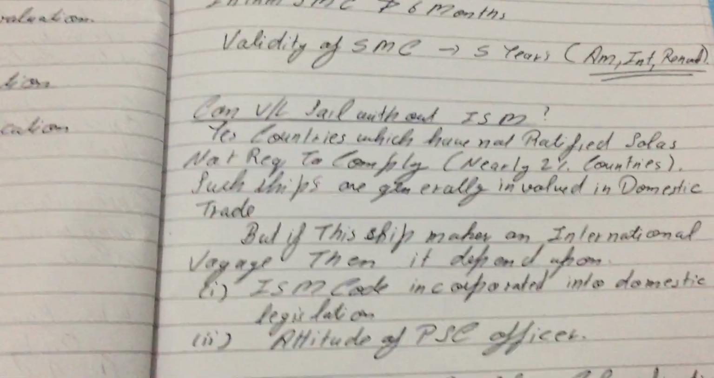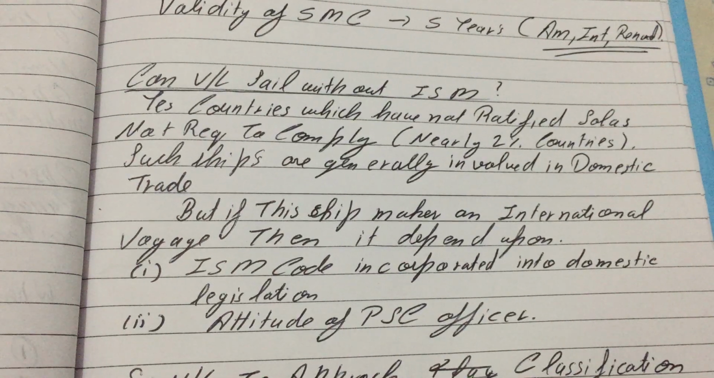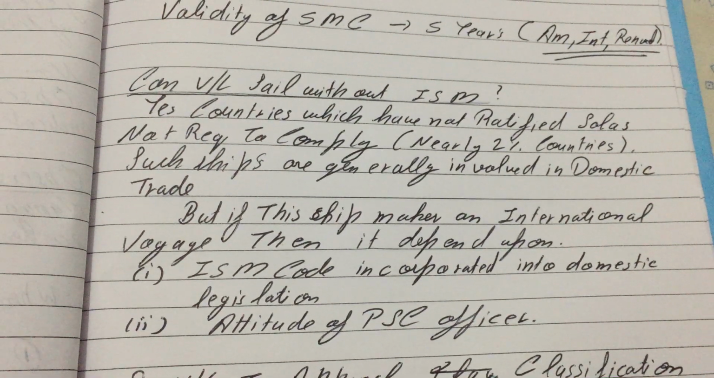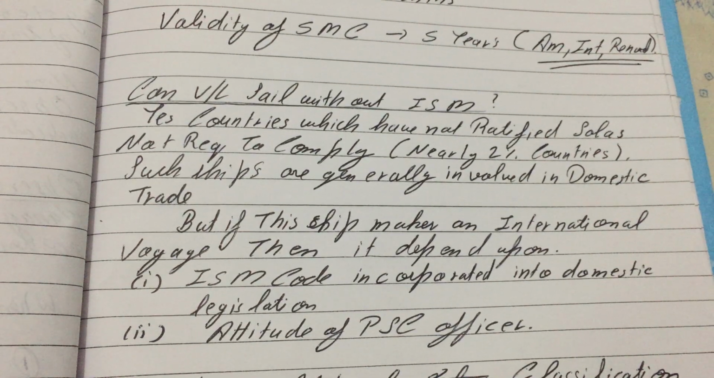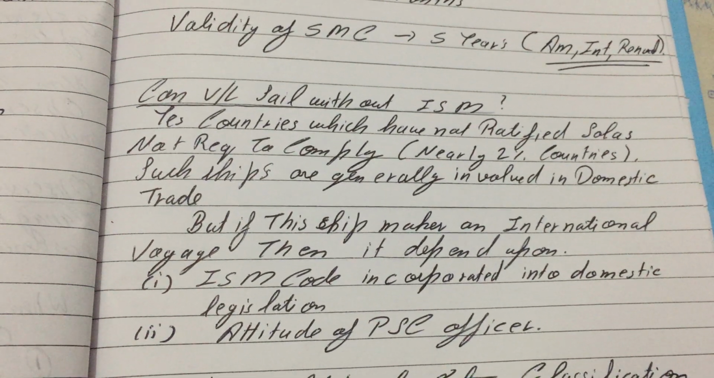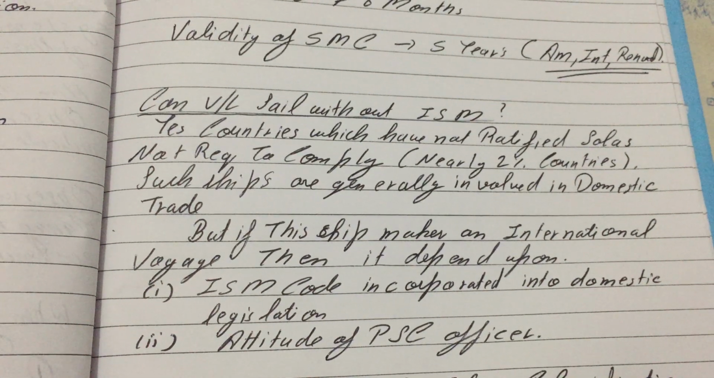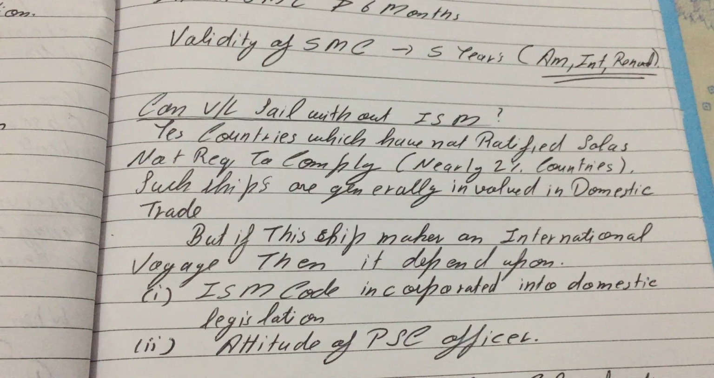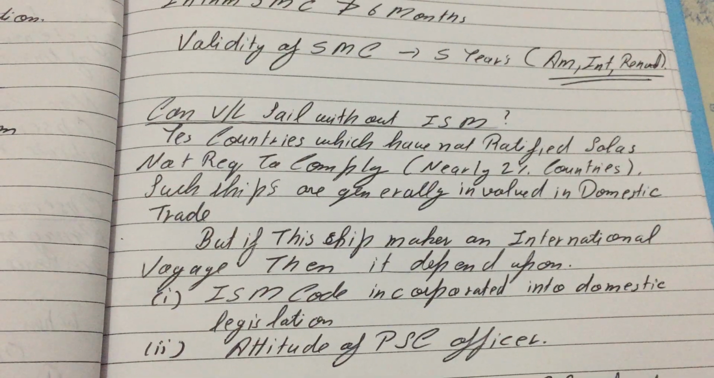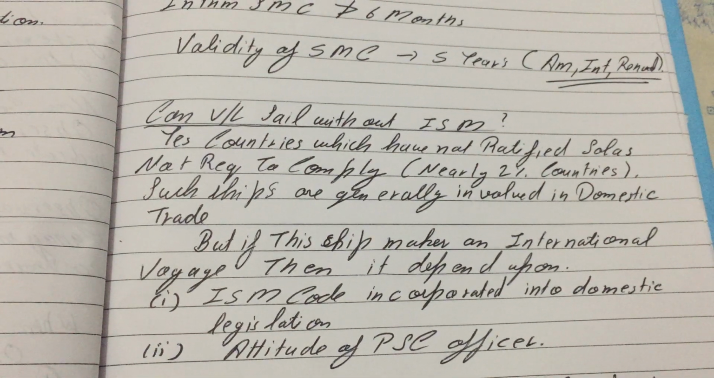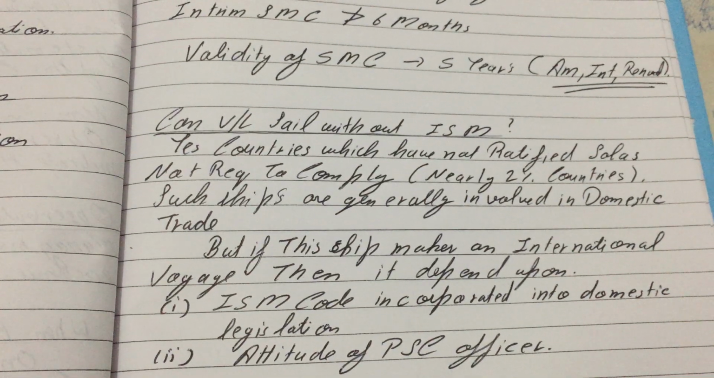Can masters sail without ISM? That's a big question. So as we know, 98% of the world's countries have already ratified the SOLAS convention. The 2% of the countries have not ratified the SOLAS convention. So if you lie in a country in that 2%, there is no need to comply with SOLAS. Why did ISM come? Because ISM is in the convention. It's mandatory in the convention because of SOLAS. Previously ISM was there, but it was not mandatory till it was incorporated in SOLAS.